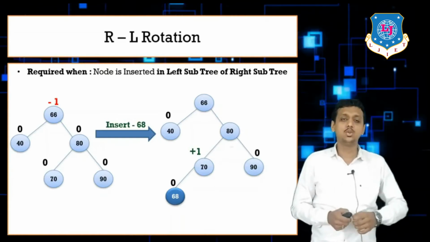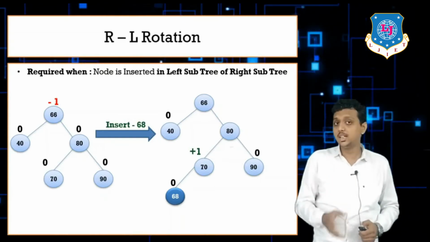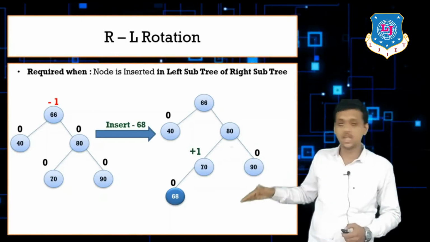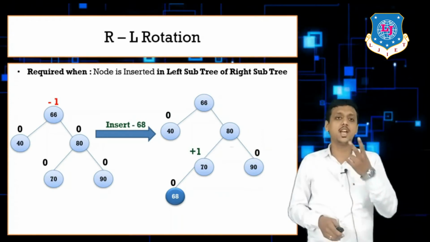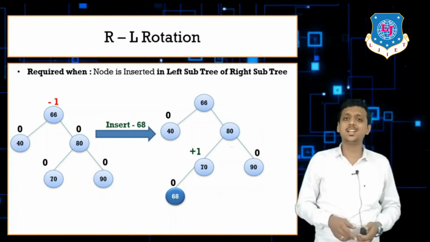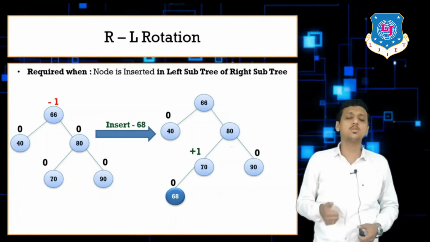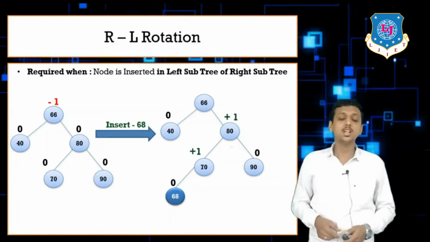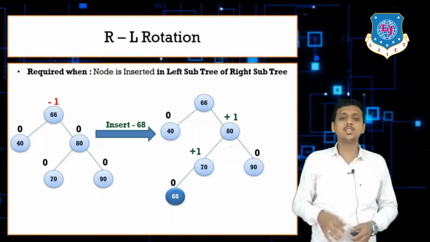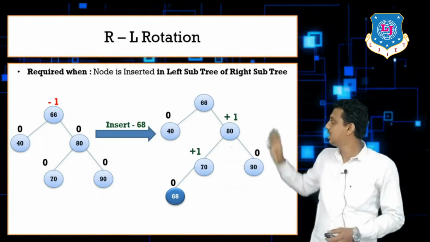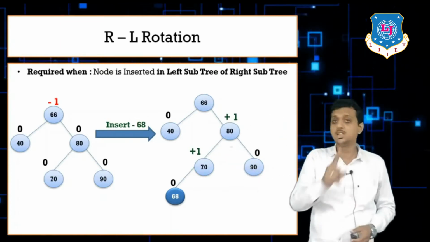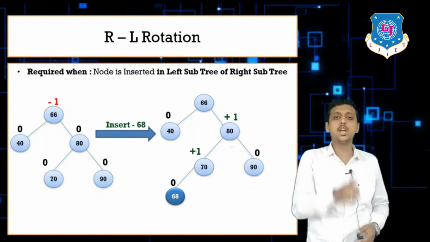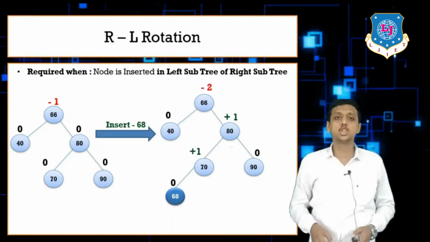Now for the node 80, on the left side of 80 you can easily say that there are two heights. The left subtree of 80 has height 2, the right subtree of 80 has height 1. So 2 minus 1 becomes plus 1. Now for the node 66, on the left side of 66 we have only 1. On the right side of 66 we have 1, 2 and 3, so total 3. So 1 minus 3 becomes minus 2.